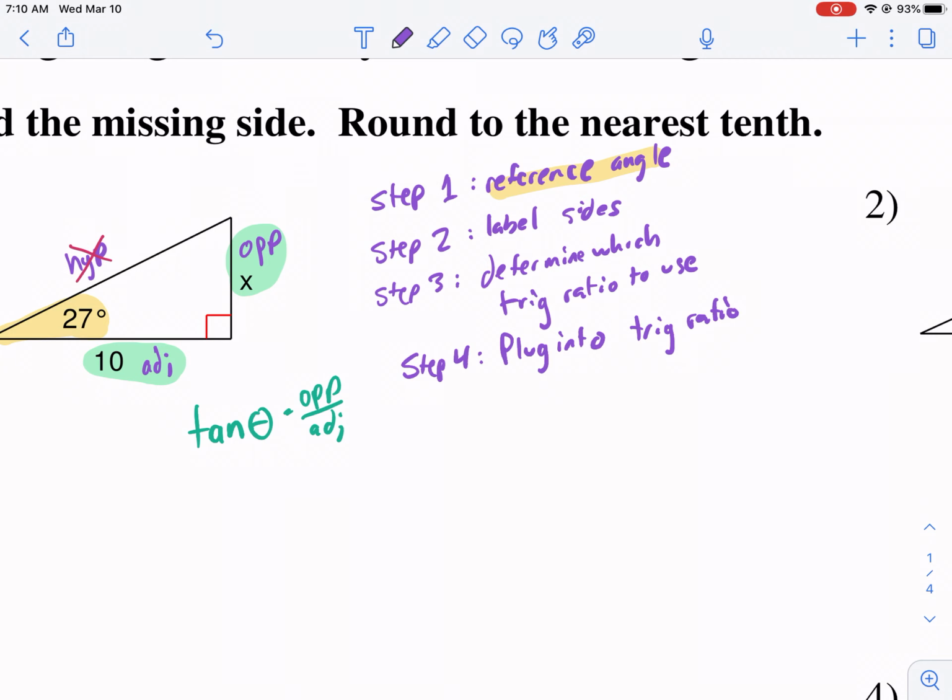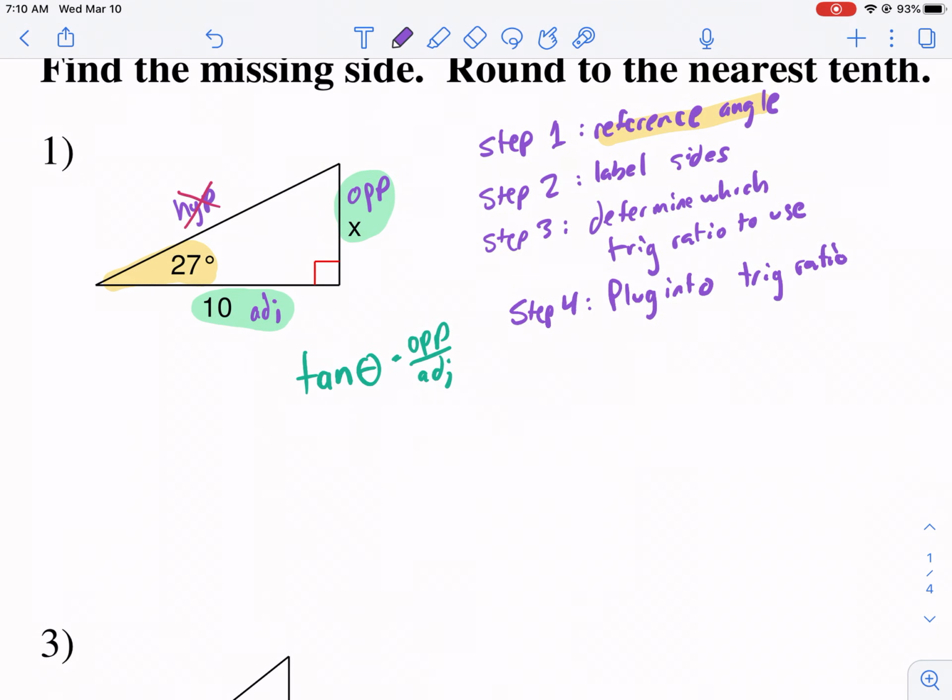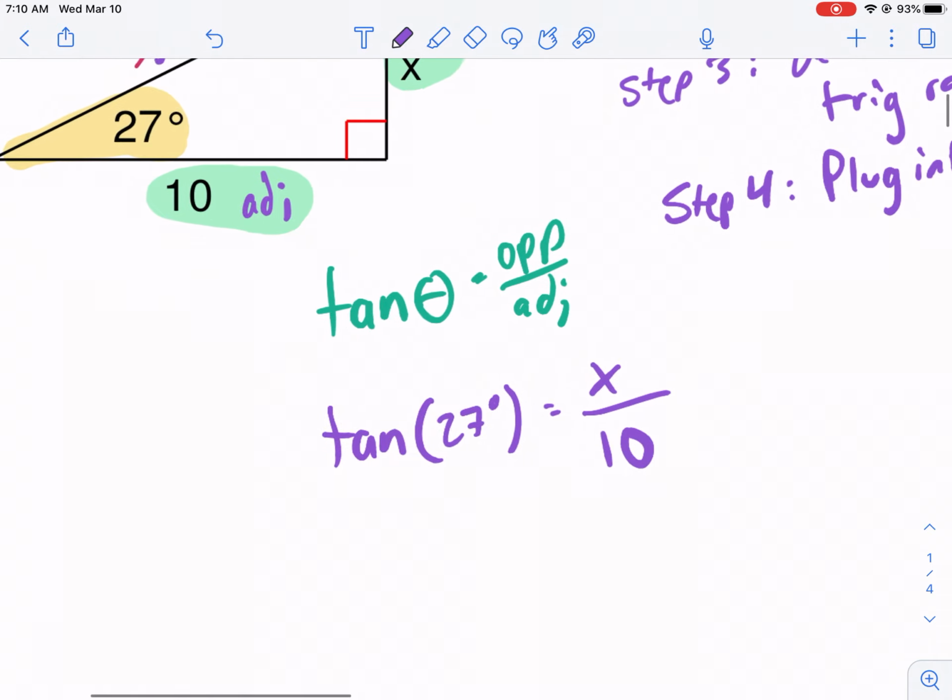What are we going to plug into it? We're going to plug in our known values. So we know tangent of, not just any angle, of 27 degrees is equal to our opposite side, which we know is x, over our adjacent side, which we know is 10. So we plugged in everything that we knew. Okay, we have tangent 27.